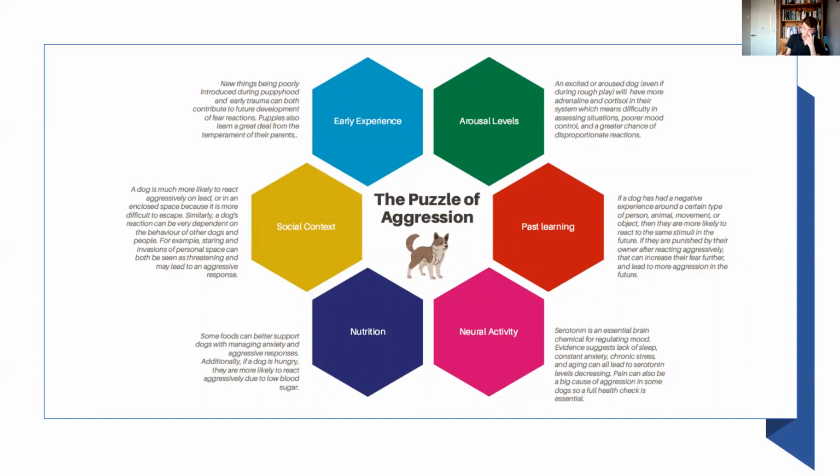And it's downloadable from our website, Animal Behaviour Count. It looks at all those things like the dog's early experience, the dog's arousal levels, the dog's past learning, also the social context, the dog's nutrition, whether the dog's eaten, and the dog's neural activity. So looking at things like chemicals such as serotonin as well, and how all those potential things can influence whether a dog responds aggressively or not. So it's hopefully quite a good resource if anyone is looking for something to support them with dealing with aggressive responses.